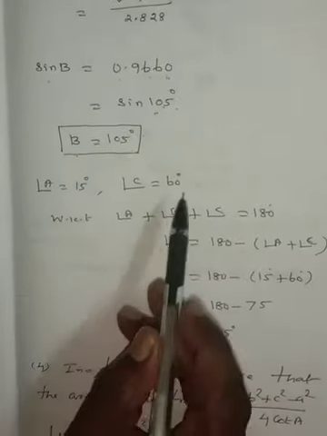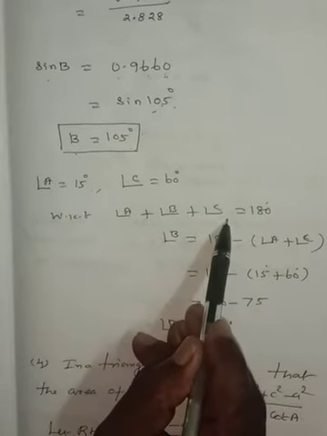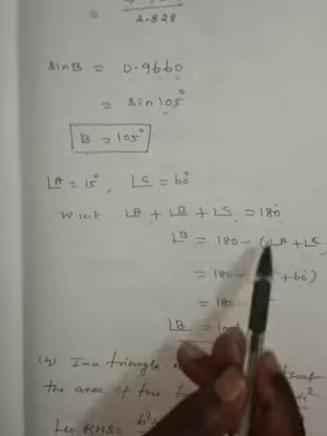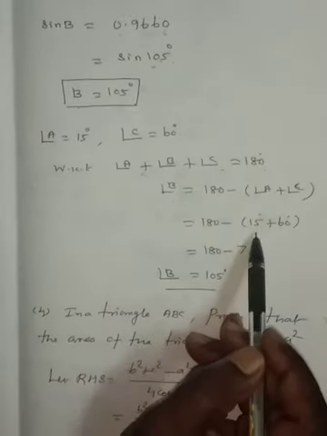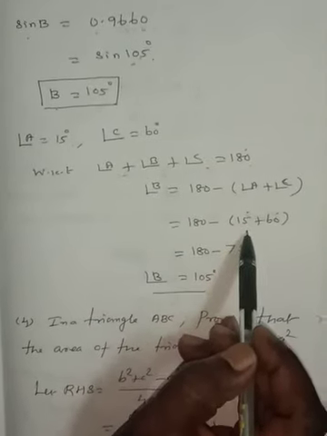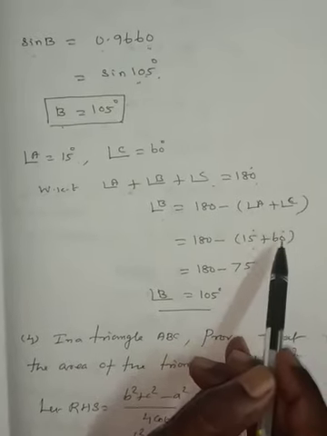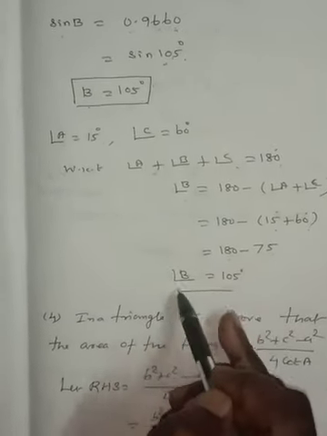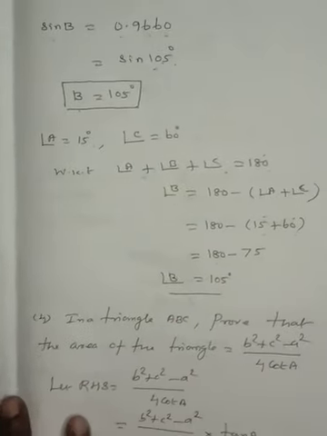We know that the sum of the three angles in a triangle is 180 degree. From the condition, B is equal to 180 minus (A plus C). So angle A is 15 degree, angle C is 60 degree. Adding these gives 75 degree. 180 minus 75 degree is 105 degree. This is angle B.